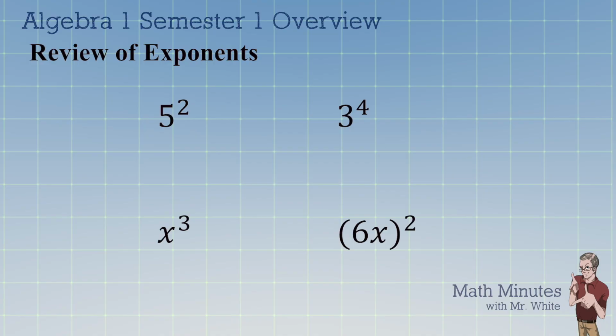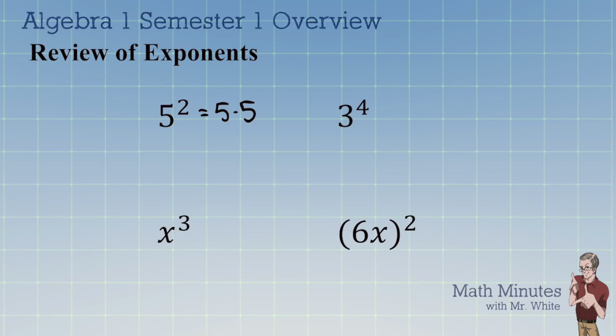First of all, the 2 here is called the exponent, and the 5 is called the base. Don't forget that. The 5 is called the base. The entire thing is called a power. Now, what does it mean when you have an exponent? This means you have 2 factors of 5, and the word factor means that they're multiplying together.